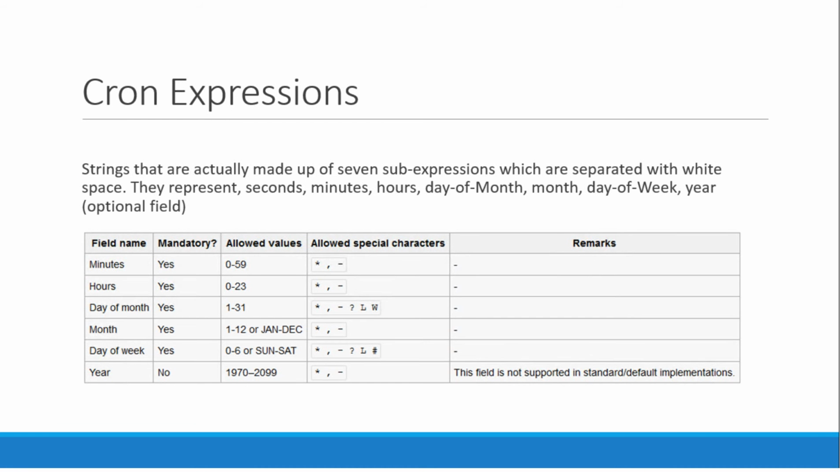Since no one has heard of Cron expressions, I'll go through this slide as well. So this is nothing big, it's really simple. It's like a string basically. So there are seven sub expressions. It represents seconds. It's not here actually, but you can include seconds, minutes, hours, day of month, month, day of week and year. So this year one is optional, you don't need to include it, but we can specify that as well.